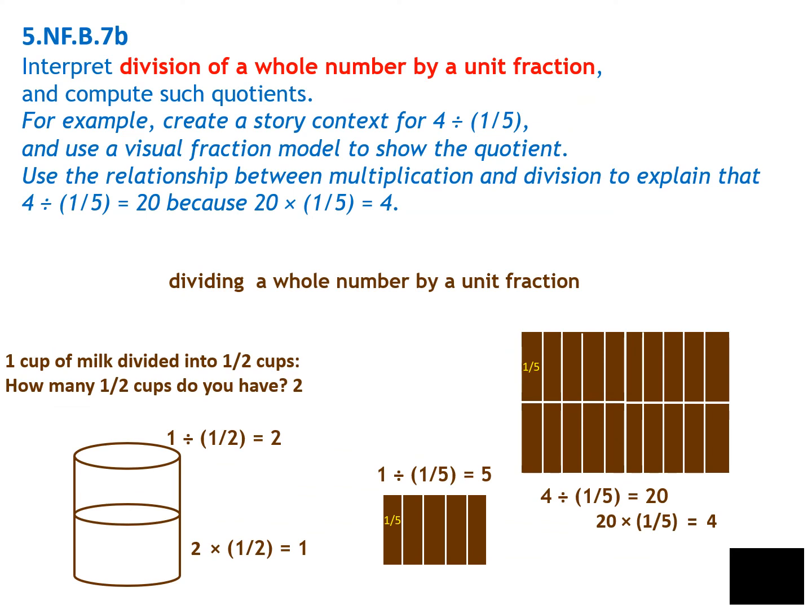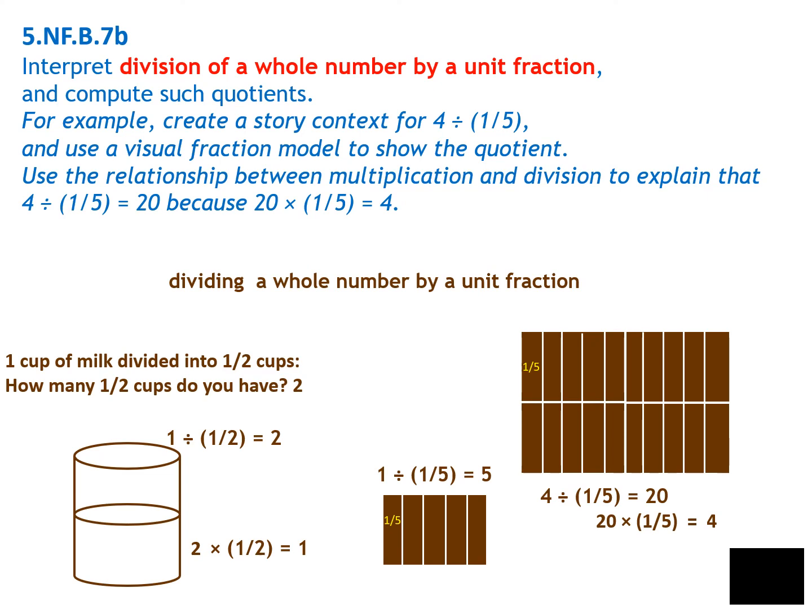The next standard asks us to interpret division of a whole number by a unit fraction and to compute such quotients. For example, create a story context for 4 divided by 1/5, and to use a visual fraction model to show the quotient. They further ask us to use the relationship between multiplication and division to explain that 4 divided by 1/5 equals 20, because 20 times 1/5 equals 4.